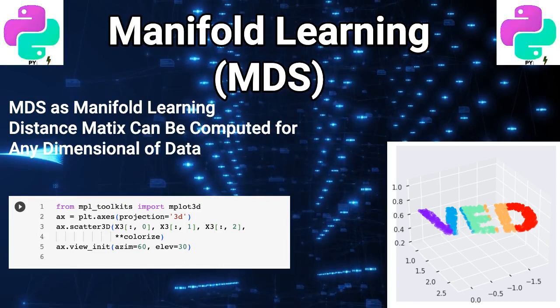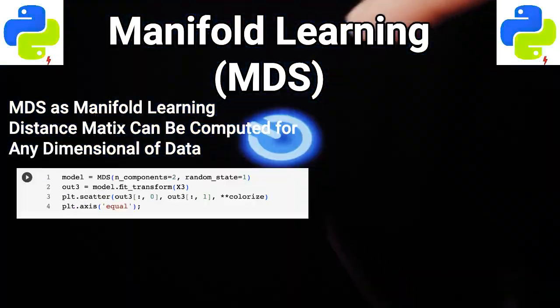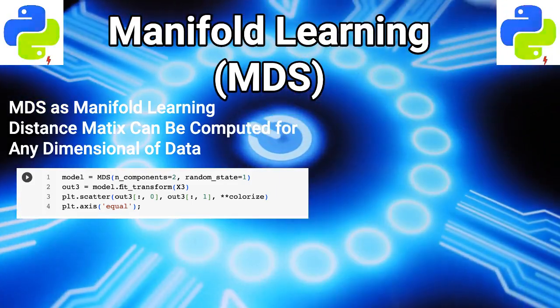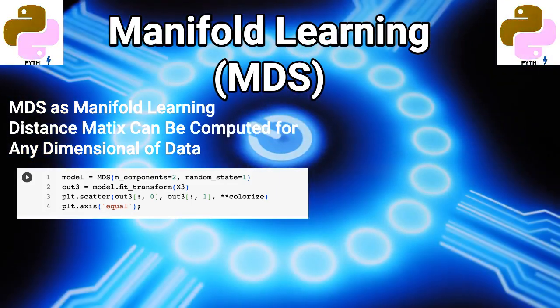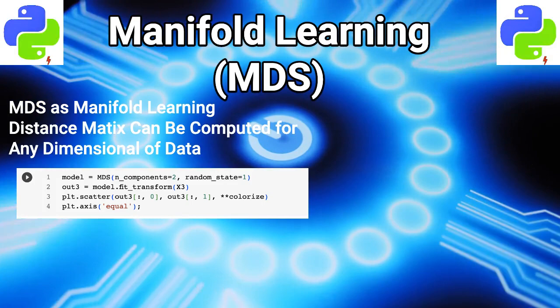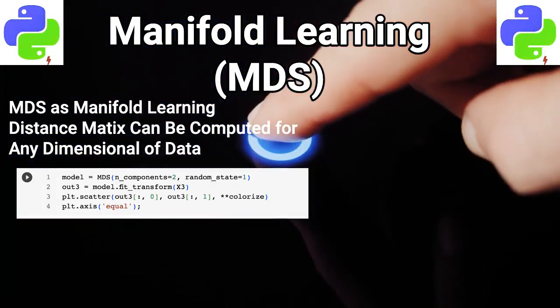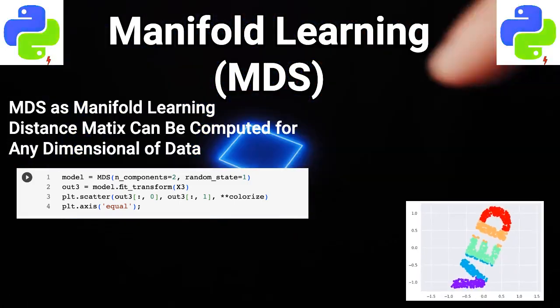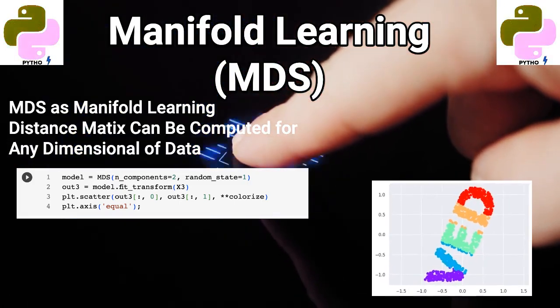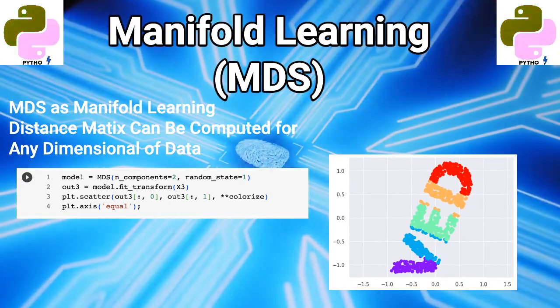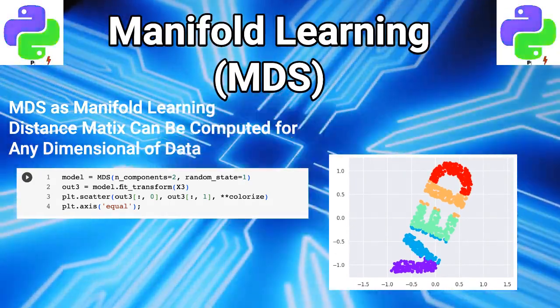Let us visualize this three-dimensional data. We can now use the MDS estimator to compute the distance matrix from the three-dimensional data, and then we will determine the optimal two-dimensional embedding for this distance matrix. This should recover the original data representation. This is basically what we were expecting from a manifold learning estimator: to convert high-dimensional data into a low-dimensional representation.